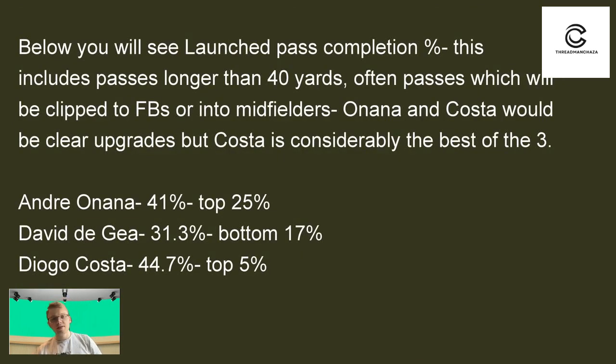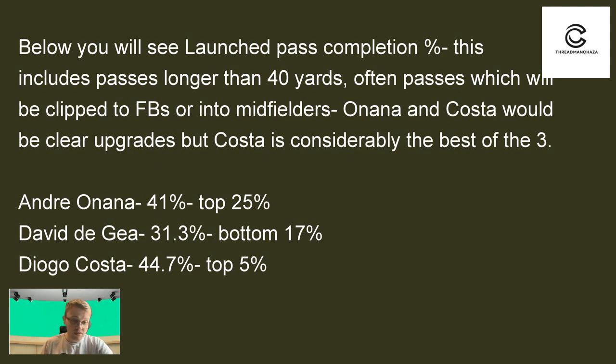Okay, so this is the launched pass completion percentage of Onana, De Gea, and Diogo Costa. This includes passes longer than 40 yards. So you'll often see fullbacks or wingbacks in very advanced areas on the touchline. Those sort of passes from goalkeepers, those clip passes out to fullbacks or wingbacks, or passes into midfielders. So that's the type of passes we're talking about here. We're not talking about shorter passes. Okay, so we're talking about longer passes.